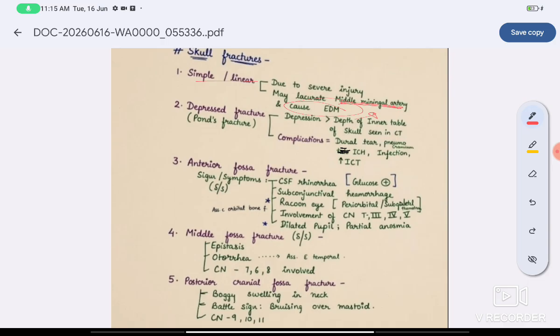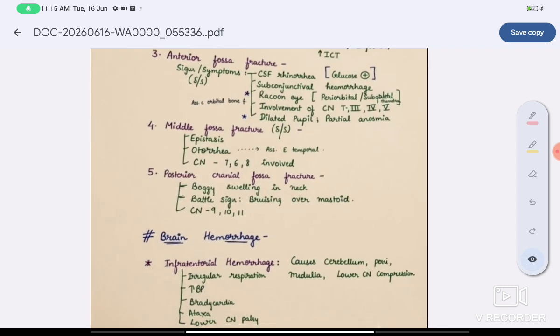What do you mean by depressed fracture? This is the skull. The second segment is below the inner table. This is the inner table. So the fracture segment moves below the inner table. This is also known as Pond's fracture. These three are very important, not only from the university exam point of view, but also from the NEET MDS point of view.